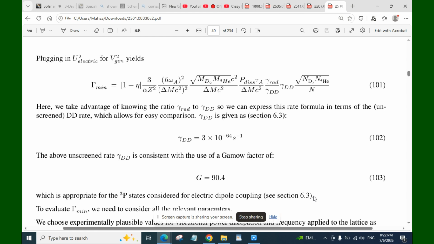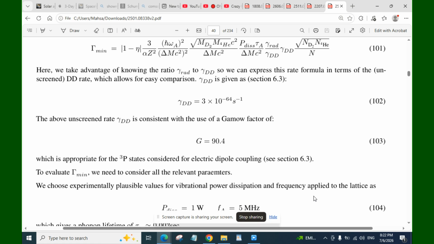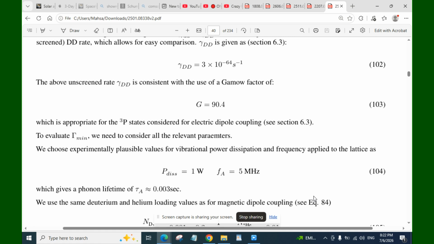Here we take advantage of the ratio of gamma radiative to gamma deuterium, so we can express this rate formula in terms of the on-screen deuterium rate, which allows for easy comparison. Gamma deuterium is given in section 6.3. Gamma deuterium is equal to 3 multiplied by 10 to the power of minus 64 1 per second. The above on-screen rate gamma deuterium is consistent with the use of the gamma factor of gamma equal to 90.4, which is appropriate for the P3 states considered for electric dipole coupling.